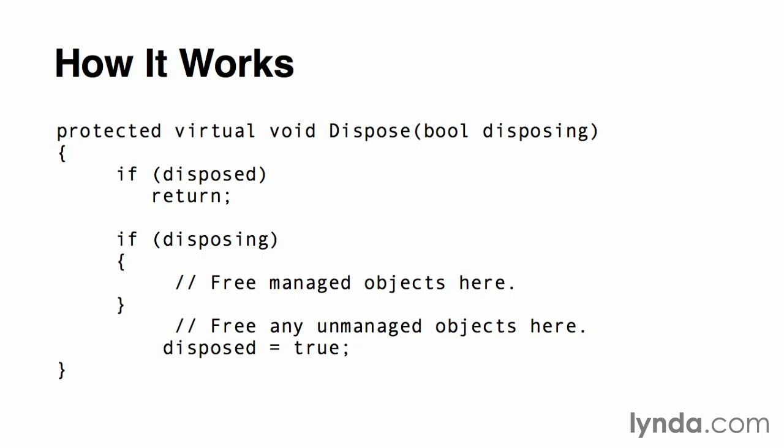If it hasn't been, then we have to check to see if we're currently in the process of disposing. If we are, we will free up any managed objects within that Dispose method, and then we will free up any unmanaged objects and set the disposed flag to true. So again, a little bit of an advanced concept when working with classes for releasing the resources. Using the IDisposable interface means you have to implement the Dispose method, and it means that you're going to write specific code in here to release managed and unmanaged resources. Primarily, IDisposable is used for releasing unmanaged objects such as files or streams in memory.